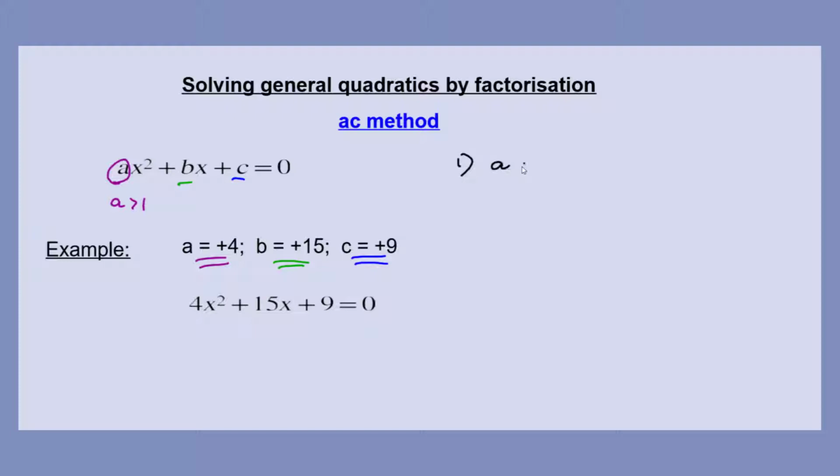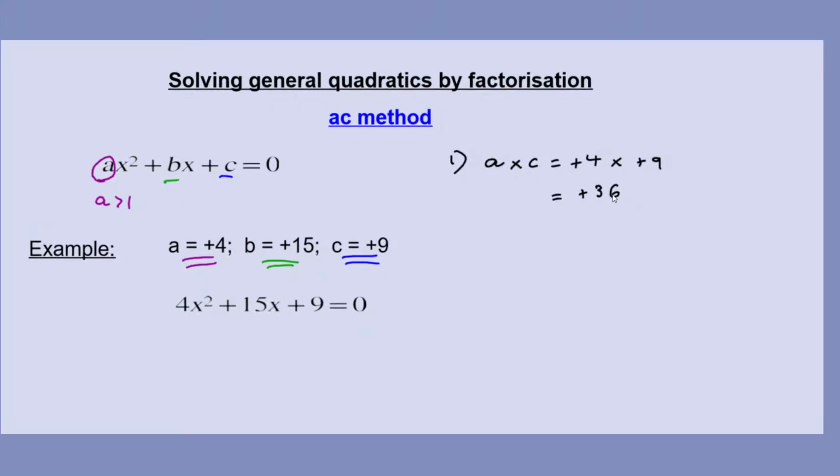As a first step, as the title indicates, using the AC method we're going to calculate the value of A times C. A is plus 4 and C is plus 9 in our example, in the equation 4x squared plus 15x plus 9 equals 0. Now we calculate the product of A times C. Plus 4 times plus 9 is plus 36.